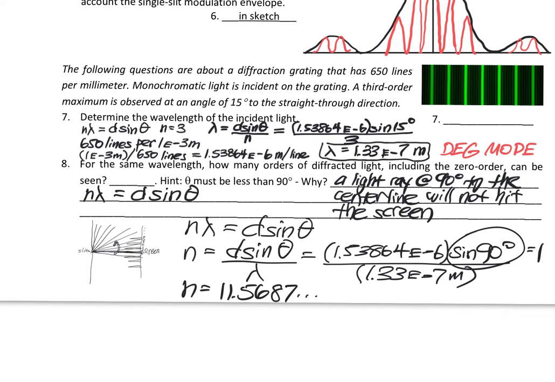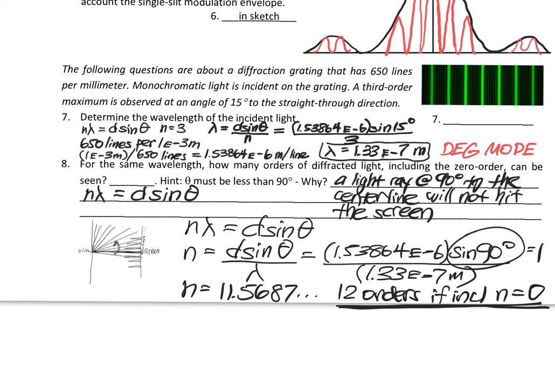And so it said, including the 0 order, so including 0, we wind up with 12 orders. 12 orders if including the center guy, the central maximum. We wind up with 12 orders on the screen. So that's 0 plus an additional 11. But in terms of the orders 1, 2, 3, 4, 5, etc., we're not going to see n equals 12 because you hit the 90-degree mark after the 11th order.